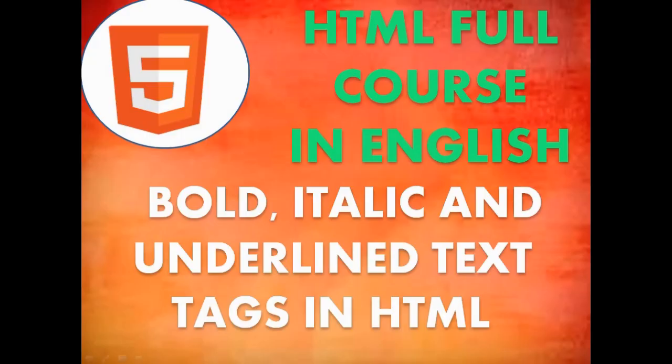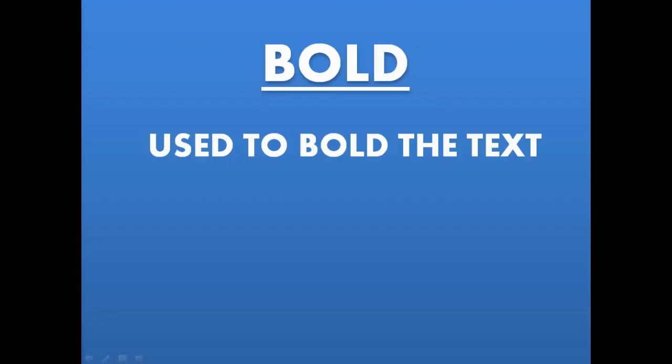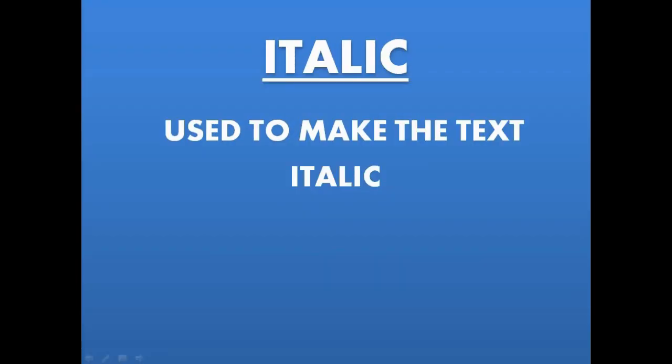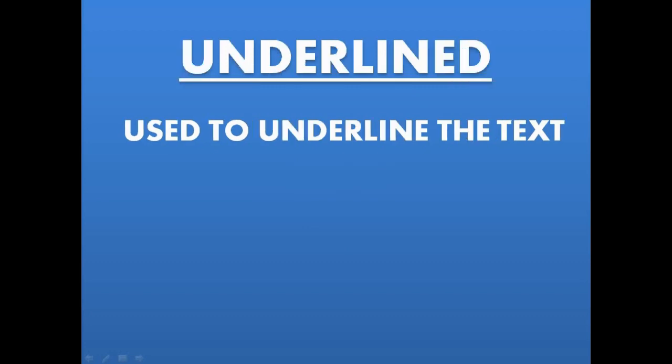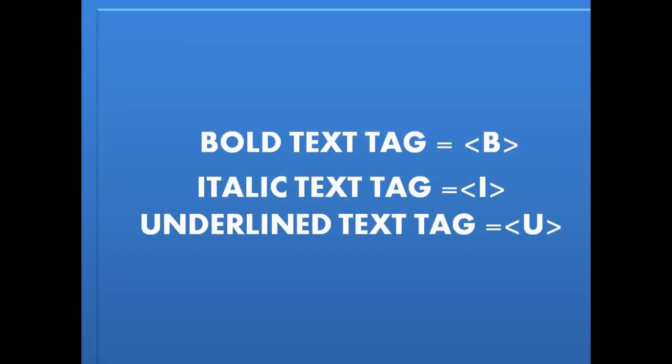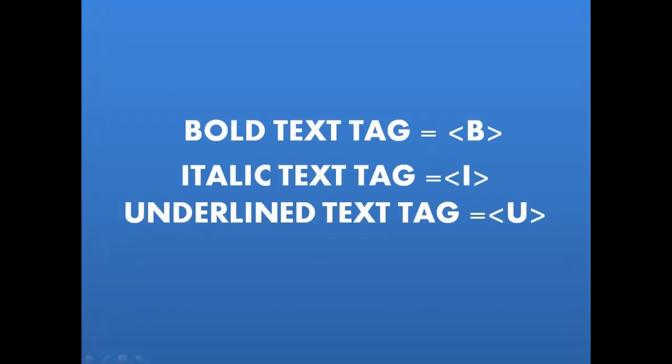So today we will be discussing bold, italic and underlined text tags in HTML. The bold text tag is used to bold the text, the italic text tag is used to make the text italic, and the underlined text tag is used to underline the text. We write them as B for bold text, I for italic text and U for underlined text. So let's learn how to use them.